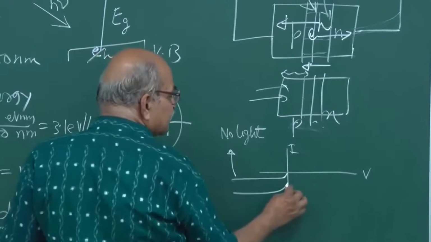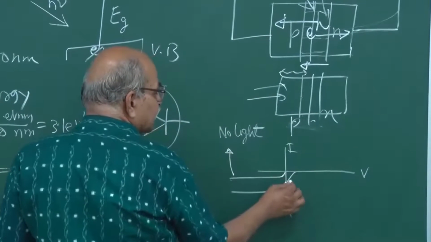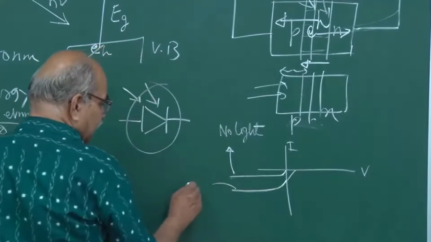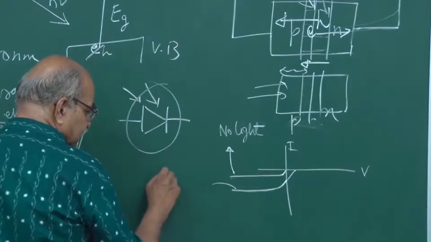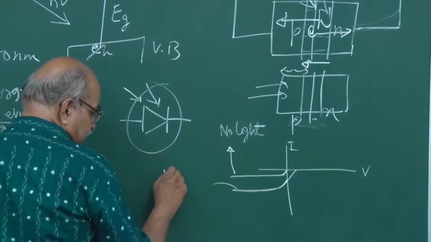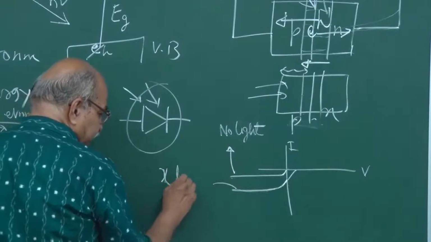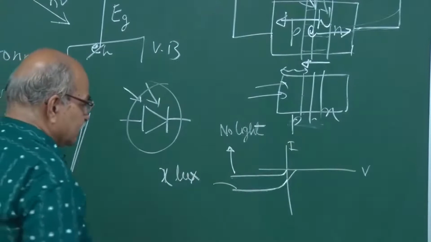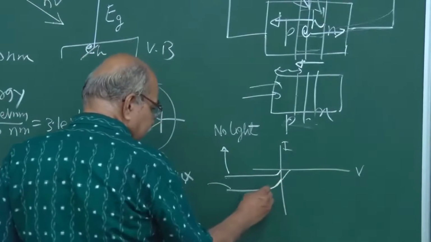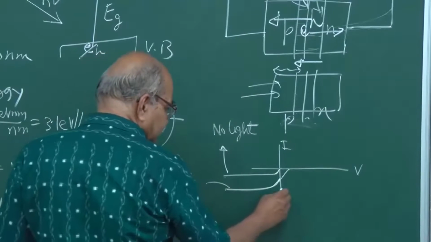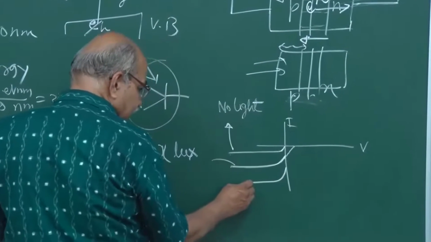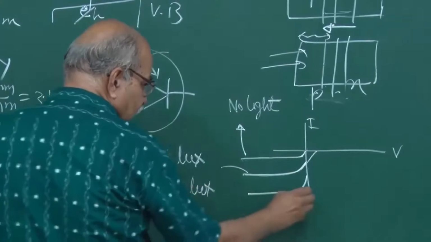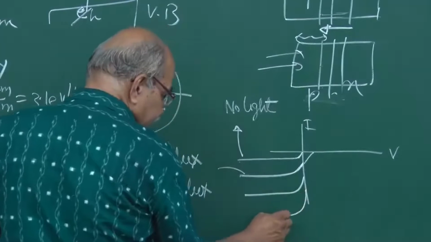On this side, if you extend, it will go this way, but we are interested in this reverse bias region. So this is with some intensity, say some lux, say x lux. Lux is the unit for measuring intensity. So it is like this. If you increase the intensity, what will happen? Your characteristic will become this. This is 2x lux. This is 3x lux.